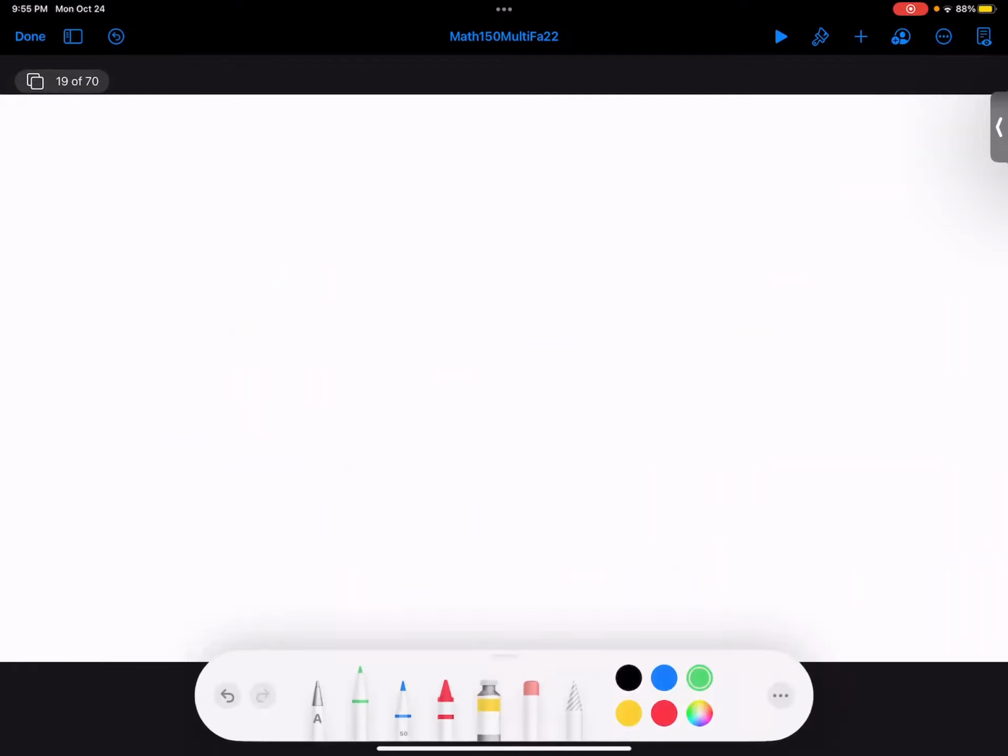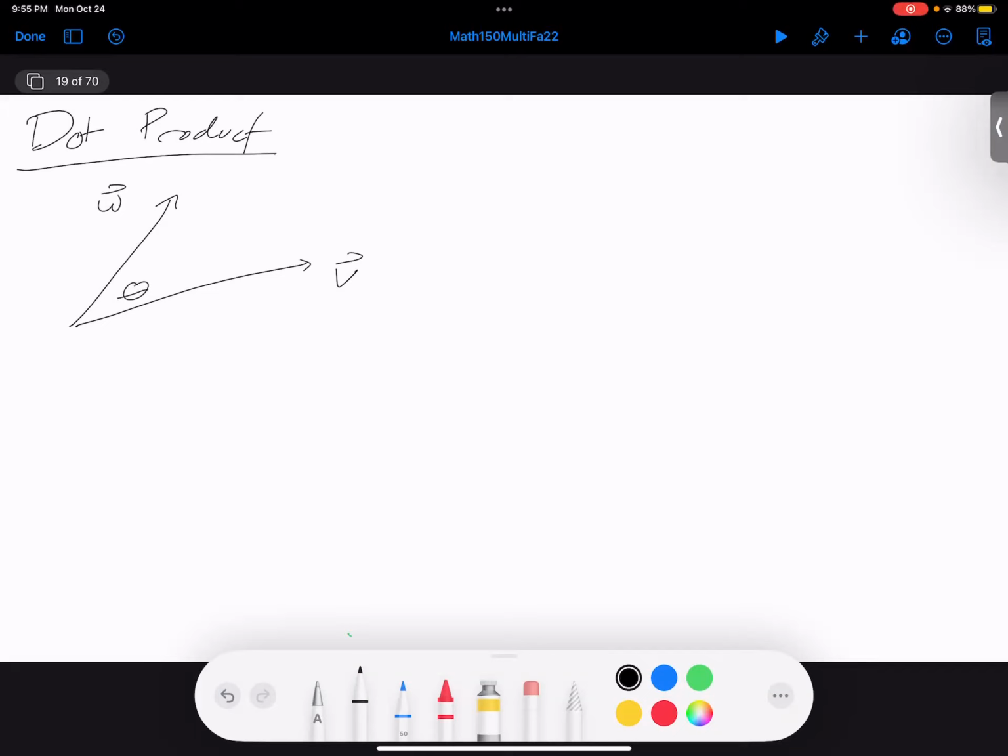So one of the big things we're using is what's called the dot product. So let's quickly review the dot product and see why the formula is true. So if I give you two vectors, say v and w, and let's call theta vw the angle between them, then v dot w is the length of v times the length of w times the cosine of the angle between them.